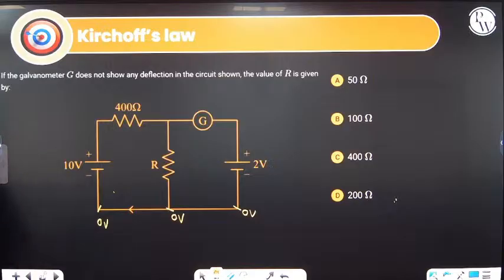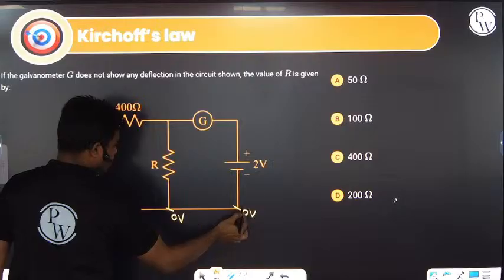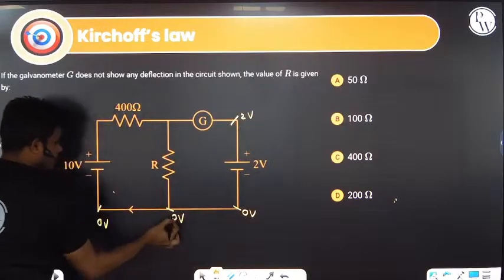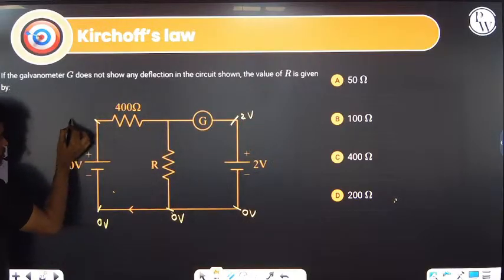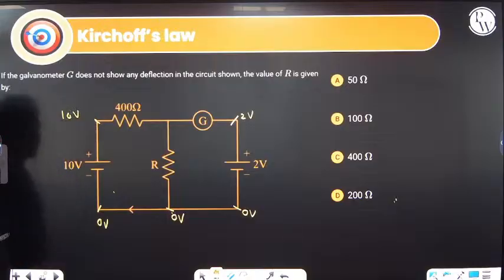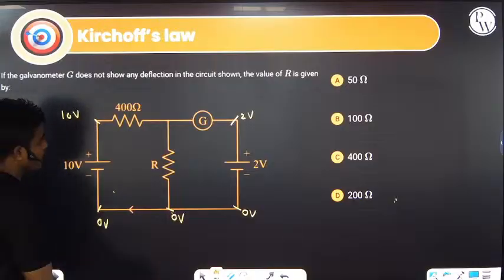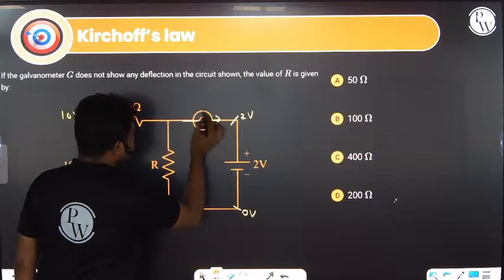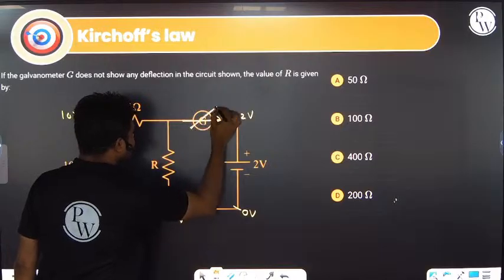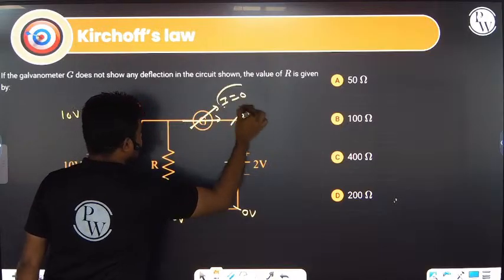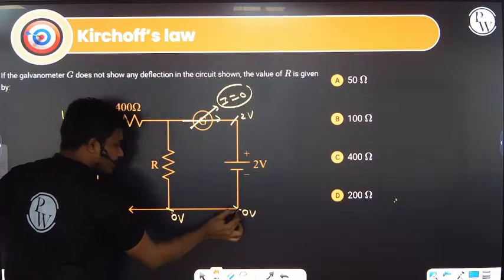Now, what we have to find is this. This will be 0 potential. Whatever this one is, this will be 2 volt. This one is 0, and let's say this one is how much? This will be 10 volt. Now the galvanometer shows no deflection. Here no deflection is there, so no current. The current value is 0, which means here we have 0 potential.